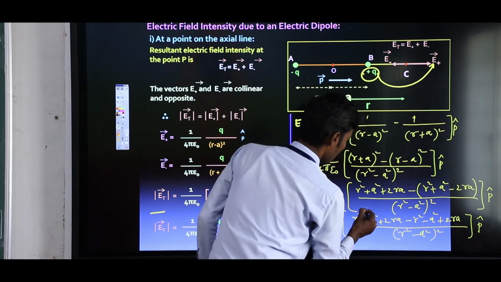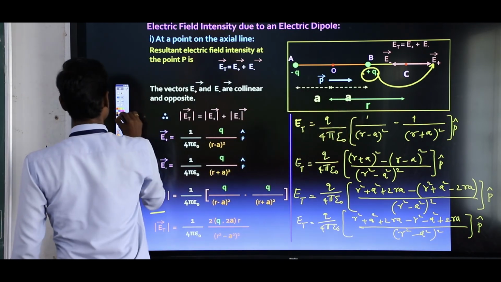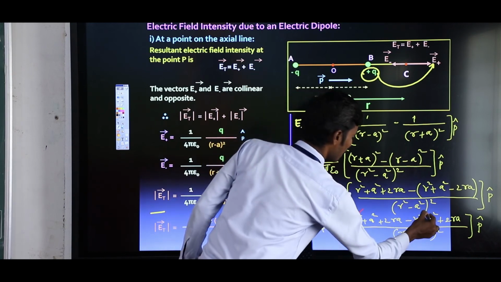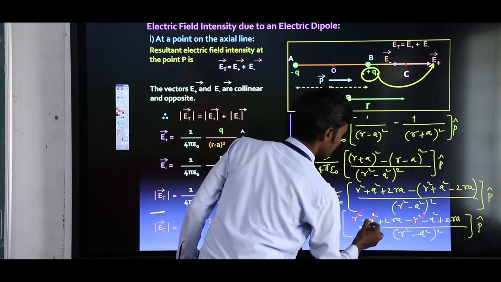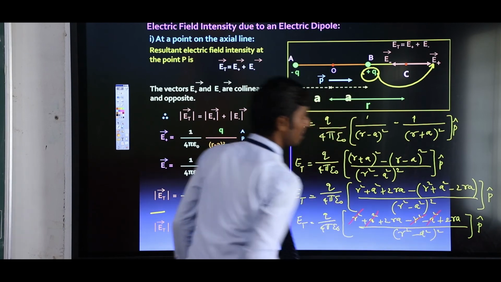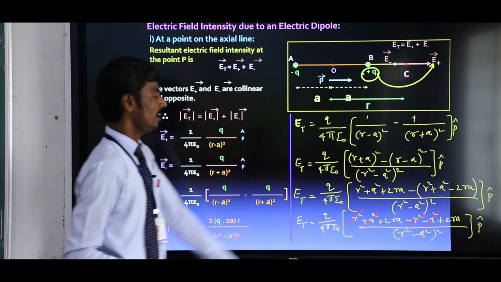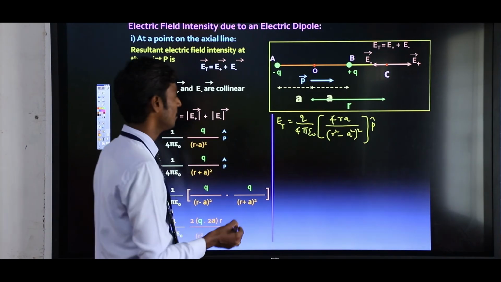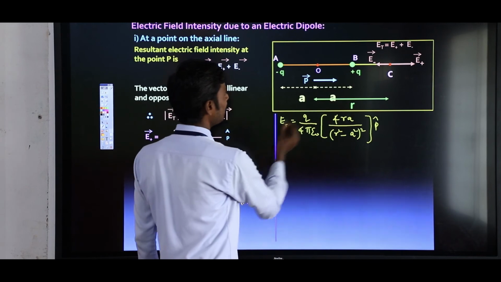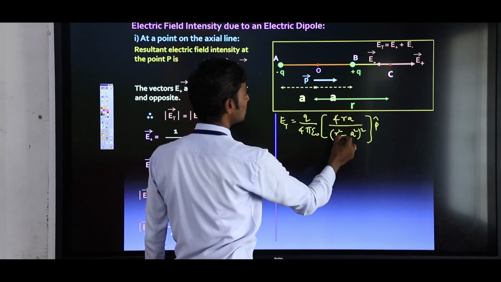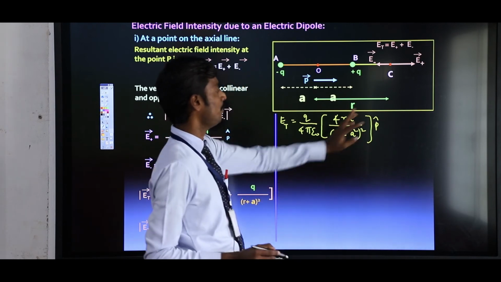See here, my dear students, listen carefully. Here plus r square minus r square cancel, plus a square minus a square cancel, remaining 2ra plus 2ra. What is the value? 4ra divided by r square minus a square whole square. Okay, so remaining total electric field at a point C equal to Q by 4 pi epsilon naught into 4ra divided by r square minus a square whole square into P cap.